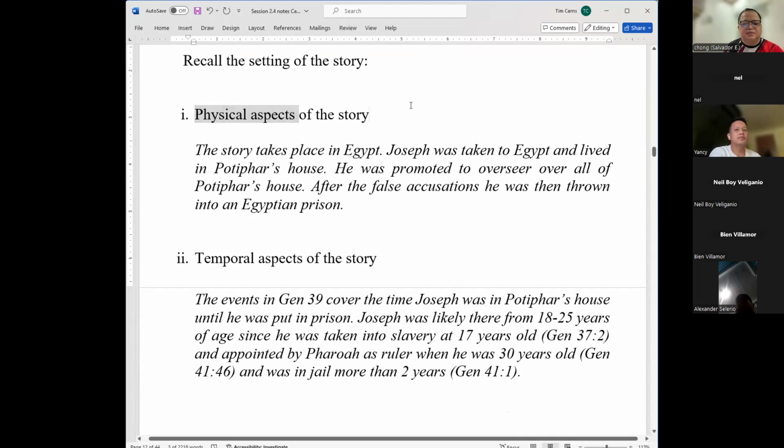And so last time, I wanted to focus on the setting of the story, the physical and temporal, basically the where of the story and the when of the story. And this is something you can go back and look at in the video that I did regarding the setting to get the details. But basically from that, we found that the story took place in Egypt. Joseph was taken there. He lived in Potiphar's house. So that's the location of the story.